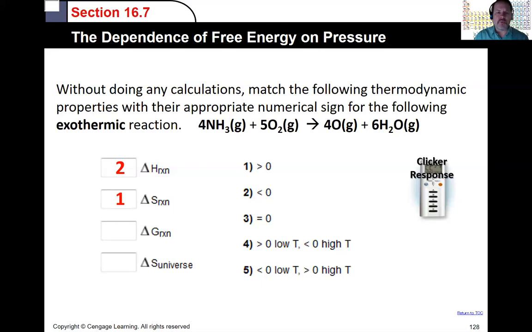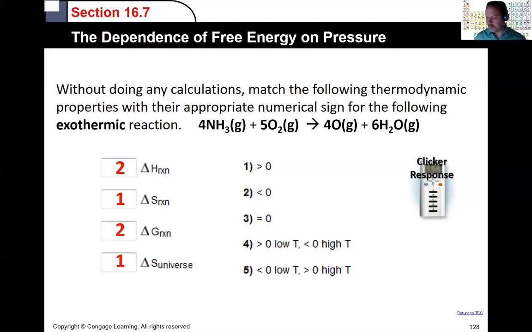Now, what would the Gibbs free energy be? I have an exothermic reaction and it's spreading out. This is quadrant 1 for me. At all temperatures, delta G is going to be negative. So that would be 2, less than 0. What about the entropy of the universe? Well, it's just opposite in sign of Gibbs free energy, so that would be positive. That's the increasing entropy that takes place there. Good things to think about there.